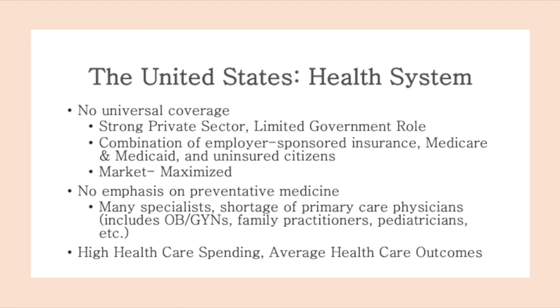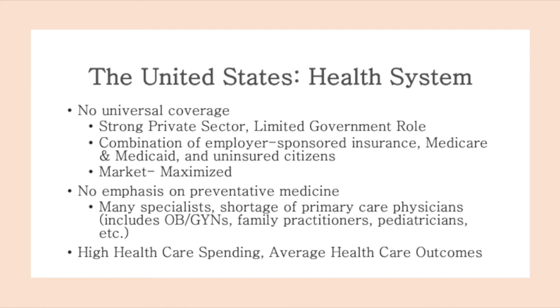I'll start by going over the healthcare system that we have here in the United States. So we have no universal coverage. We have a very strong private sector with limited government role. We also have a combination of employer-sponsored insurance, Medicare and Medicaid, and uninsured citizens. And Medicare and Medicaid are examples of public insurance, so they are government-sponsored and were enacted 75 years ago in the U.S. Medicare provides insurance for those aged 65 and up, and Medicaid provides insurance for low-income families and individuals.